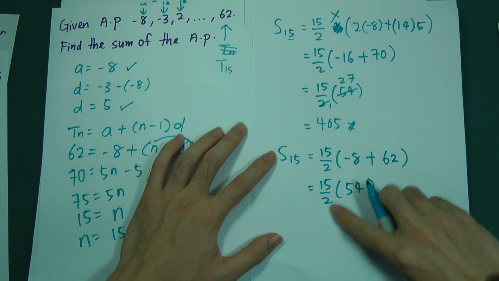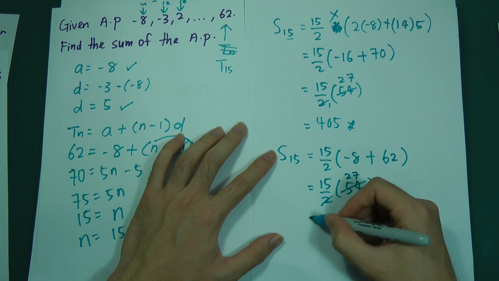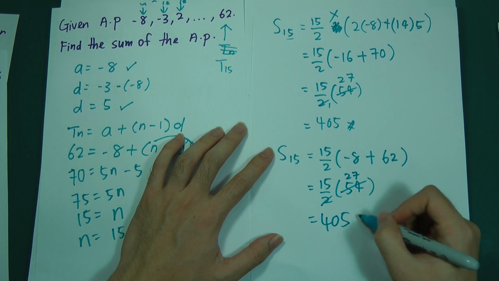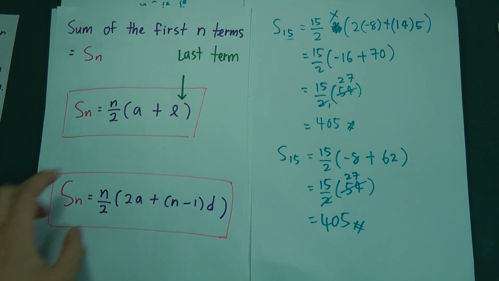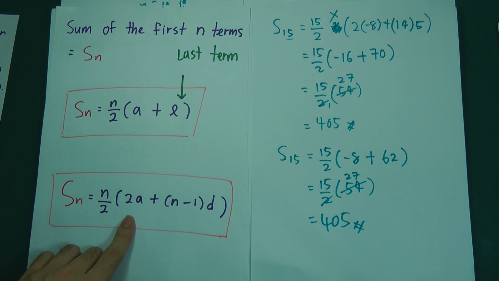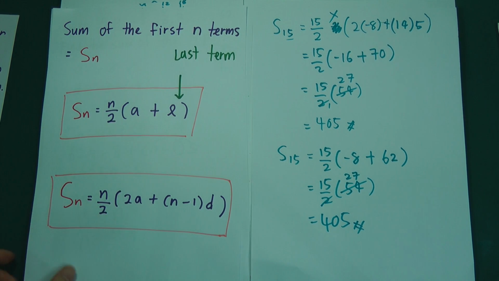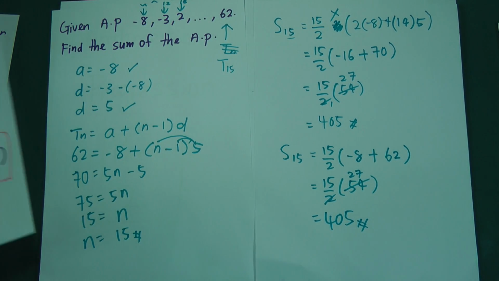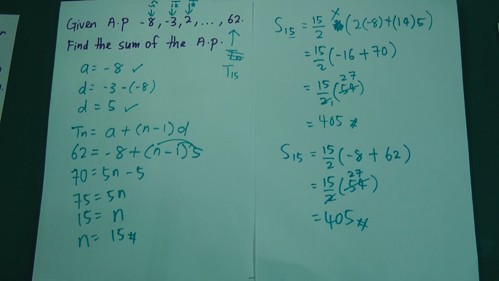So you see, actually you get back the same thing. After you simplify, same thing, 27, then you will get 405. You can use this formula also when you have the last term. You use the other formula when you do not have the last term. Actually both will give you the same answer. Both are also correct if you do it in exam. It just depends on what information you have.